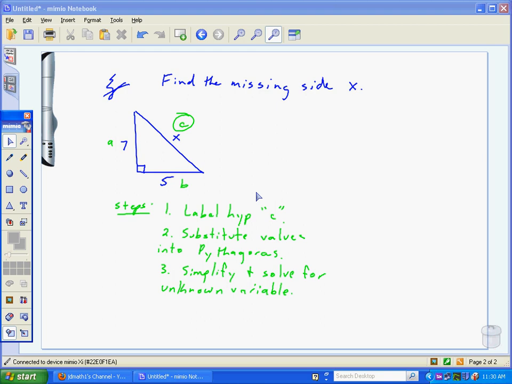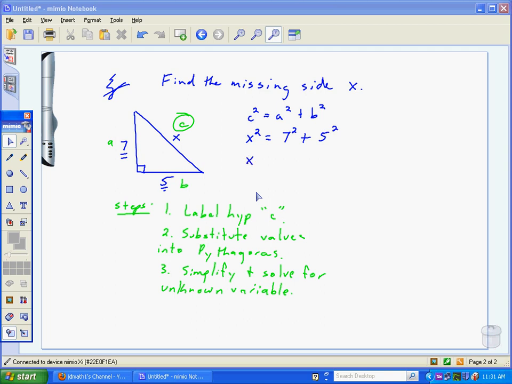Step 2 says substitute values in Pythagoras. So I'm going to write out Pythagoras again. C squared equals A squared plus B squared, like so. I'm going to substitute the proper things in. So side C is our x. So I'm going to put x into C equals. Now side A we're saying is 7. So I'm going to plug 7 in to side A. Plus, we said the 5 is side B, so 5 squared.